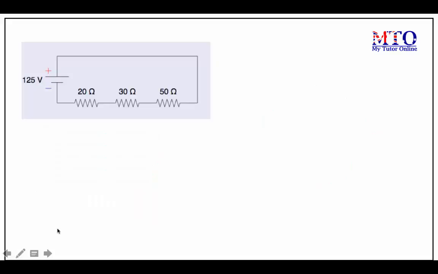Now you can probably tell that this here is indeed a series circuit. So let's take a crack at finding three distinct things. Let's find one, the total resistance, two, the total voltage, and three, let's also find the total current.